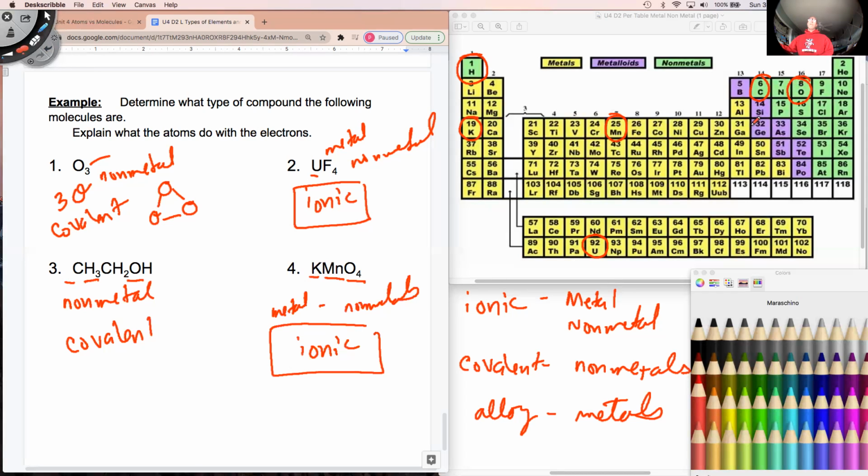Yellows mixed with greens, right? Covalent compounds, all the green ones. Alloys, the yellow ones. Ionic compounds, yellow mixed with green. So it's just mixing and matching things in the periodic table.